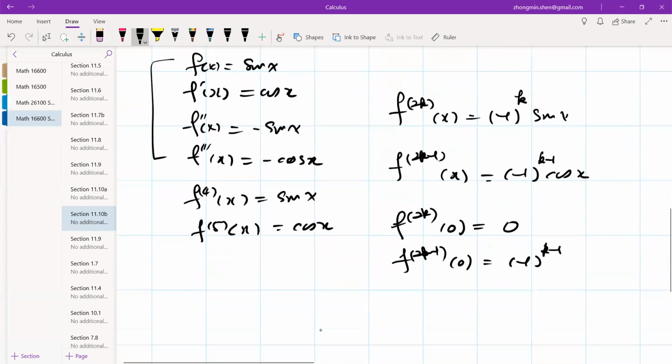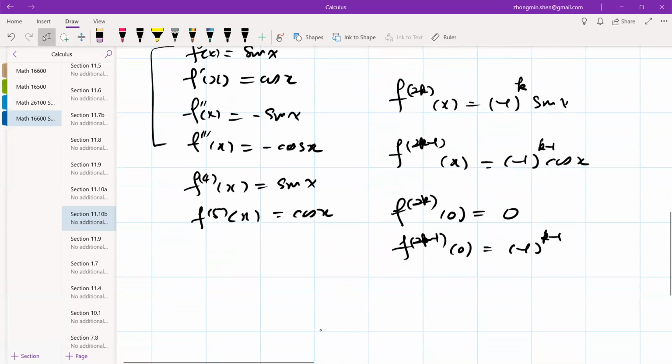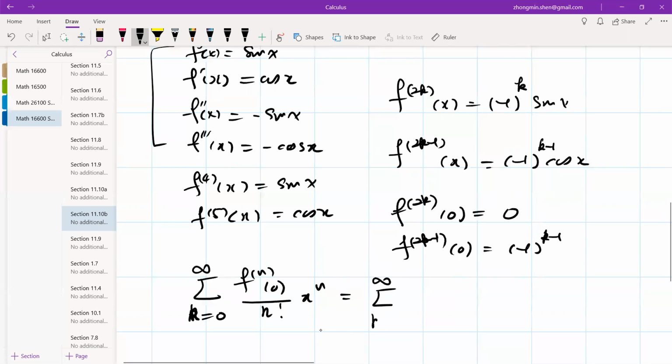Okay, so now we get the series. Yeah, we do get a series. This is supposed to be n starting from 0. Since only when n is odd, then it's going to be non-zero. So when k equals 1, only those terms are still there. When n is even, they're all equal to 0.